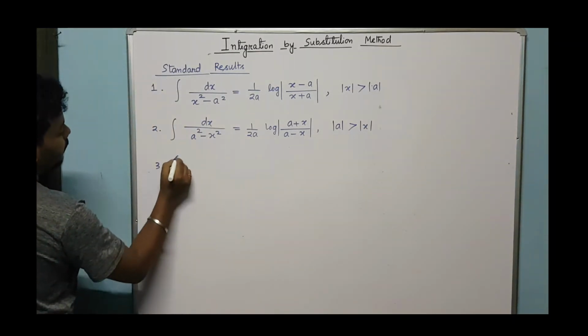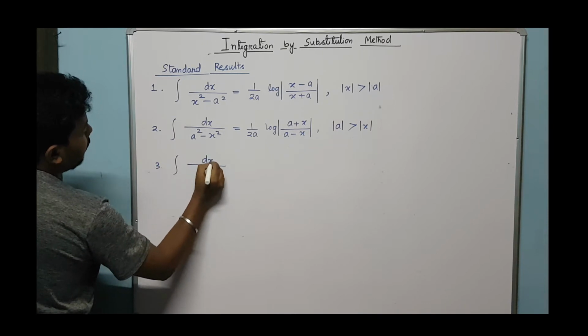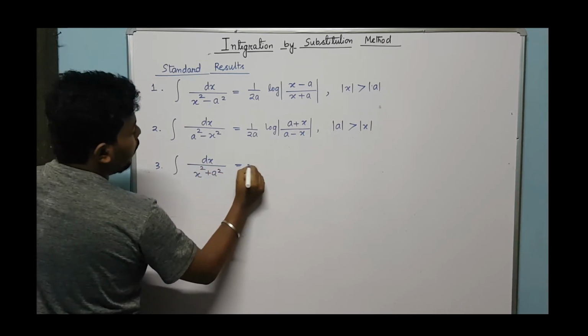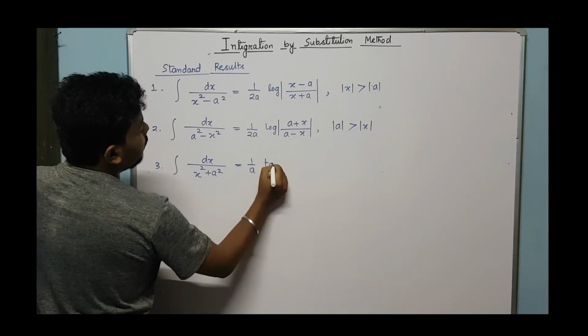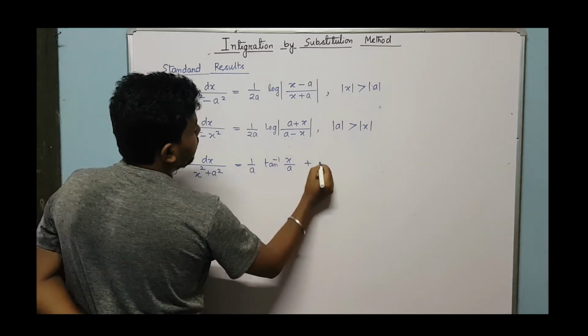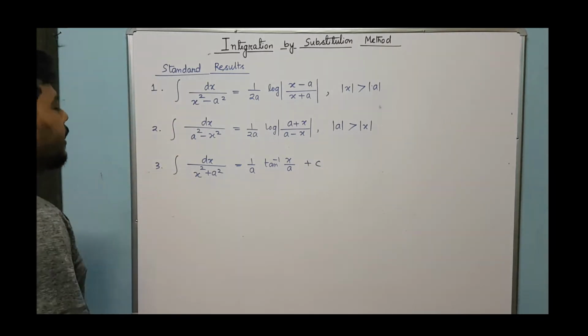Number 3, integral of dx by x square plus a square is equal to 1 by a tan inverse of x by a plus c.